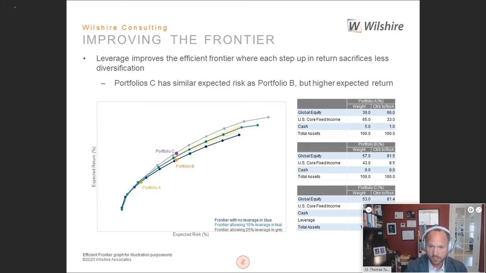Portfolio B, as Steve rightly pointed out, has over 90% of its risk contribution coming from global equities. If you were to stay on that frontier and you were looking to hit a similar return expectation as portfolio C, you would have to move out on the risk spectrum by a reasonable amount. And we don't label that here because this is just showing the concept. In any discussion with the board, we would absolutely have all of those statistics laid out for you.